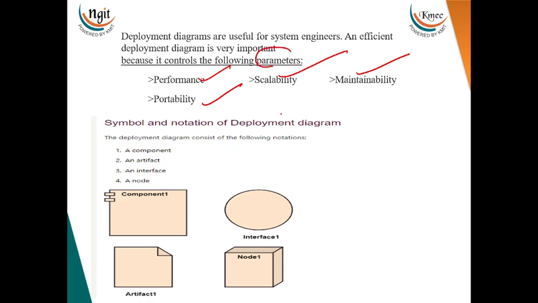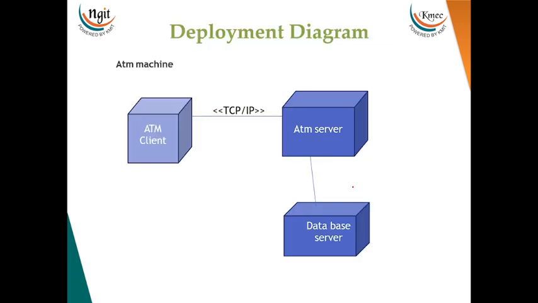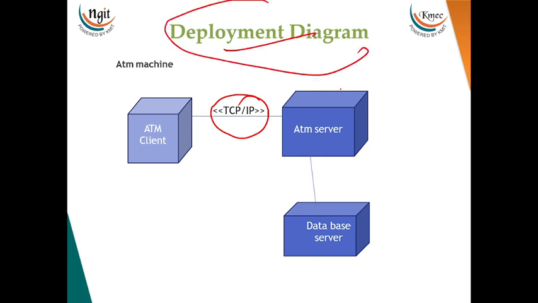Correct? The symbols which are represented: this is one component, this is interaction, this is artifacts, this is nodes. We are going to see all those in detail. Correct? ATM, this is software, TCP/IP protocol, ATM servers, database. Deployment diagram, do remember it represents the software.